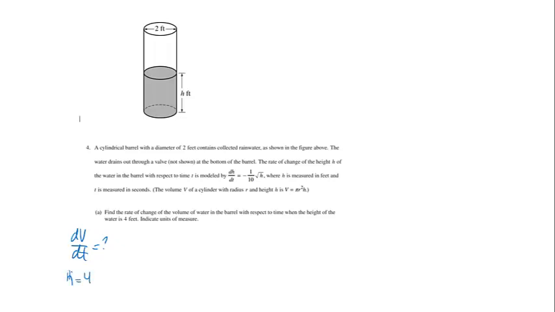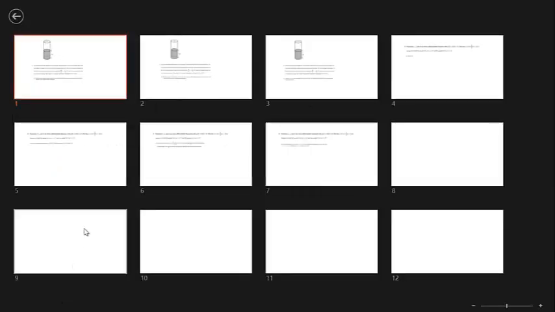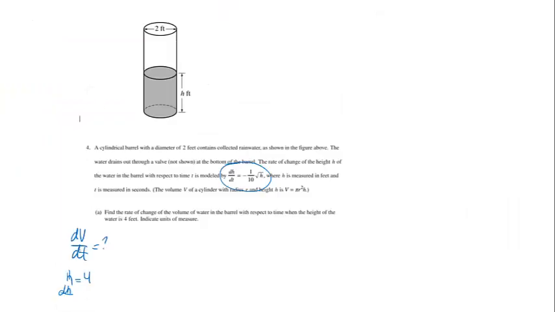Okay, so we're going to see if we can dig out any more information. They also told us what dh/dt is, so I'm going to write that down here as well. All right, and then we also know that the radius is going to be 1 because the diameter was 2. And one special thing about this, notice this 2 is not going to be changing. The radius is always going to be 1. It is a constant. So there are a couple different ways you might have approached this problem.